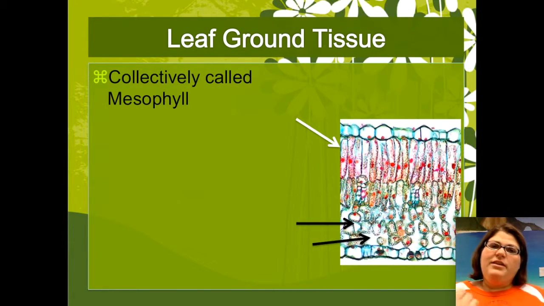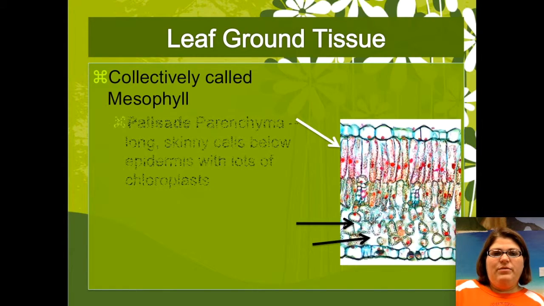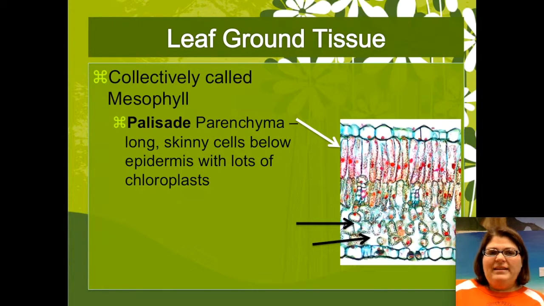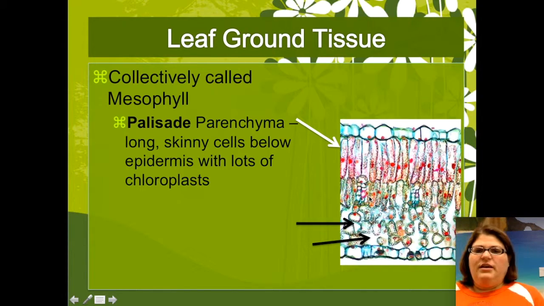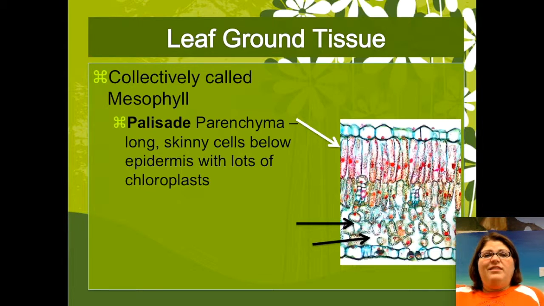So collectively the ground tissue is called mesophyll, and it's divided really into two main areas. Palisade parenchyma, or in other words sometimes called palisade mesophyll, is the stuff on the top. So it's these long and skinny cells, and the point of the long and skinny cells is that every cell essentially has some real estate on the top where the sunlight would hit.